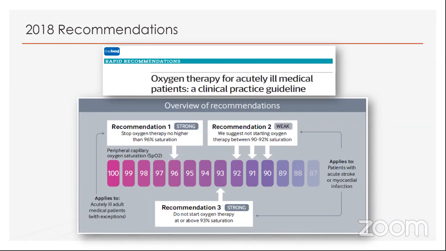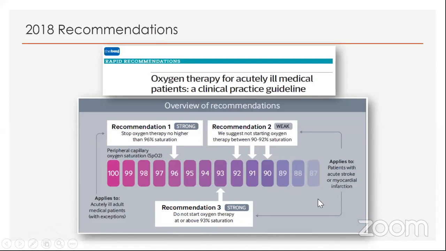And the included studies are somewhat strong evidence. Then they say you can go between 90 and 92. So don't start oxygen if you are in this range, 90 to 92. And this is what we select. The evidence here is somewhat weak. And there is another, moderate evidence, to go at or above 93. So you can go here, preferably 93.